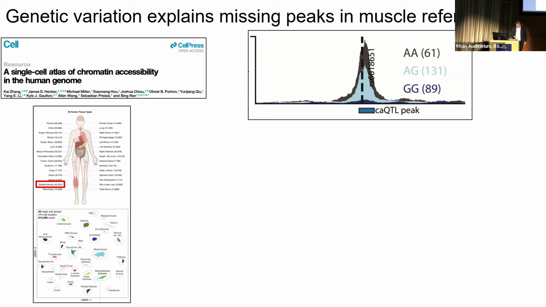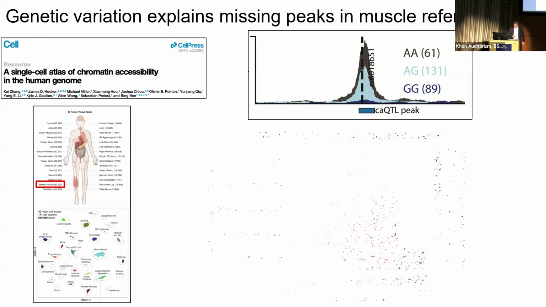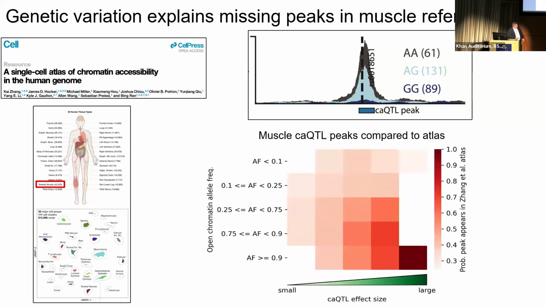So here's what happens when we compare our CA-QTL data to the published reference atlas. On the x-axis here is the effect size of the genetic variant. On the left, this is a variant with a small effect. On the right, this is a variant with a very large effect. And the y-axis is binned by minor allele frequency of the allele that corresponds to open accessible chromatin. And you can see rare alleles that influence chromatin accessibility at the top, and these are very common open accessibility alleles at the bottom. And if you're down here in this part of the graph, these are common alleles that affect chromatin opening, and they have big effects.